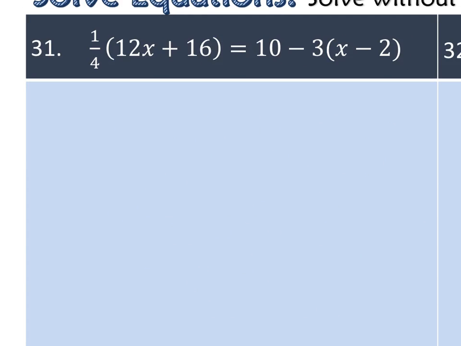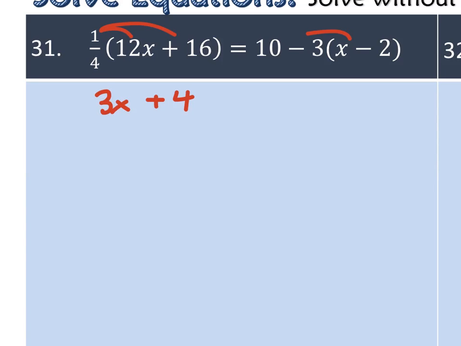So yeah, there's definitely some distribution on this one. We need to distribute that 1/4 into the parentheses. That's all multiplication with distribution. So 1/4 times 12x is going to be 3x, and then 1/4 times positive 16 is positive 4.